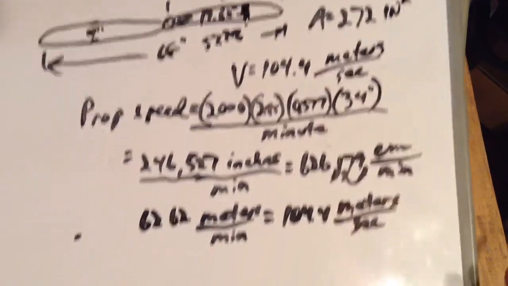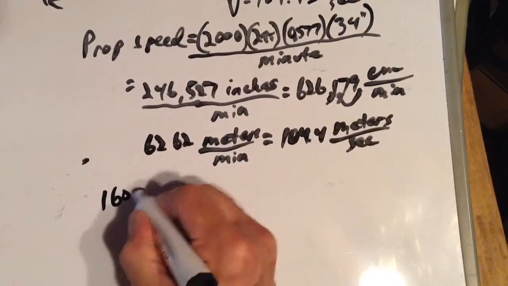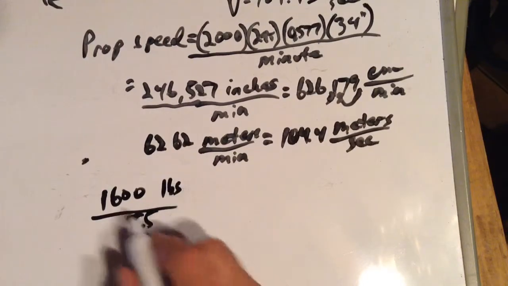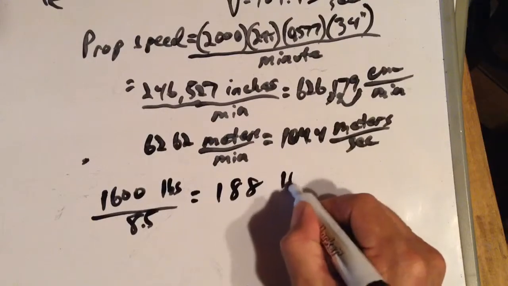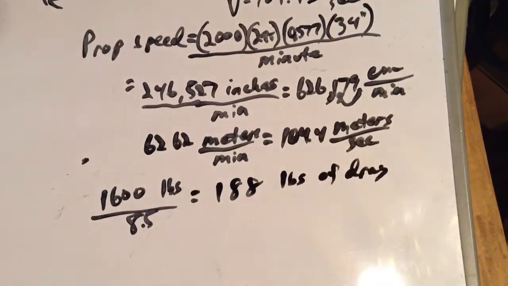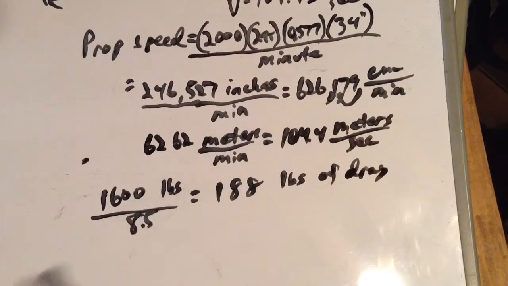So 1,600 pounds divided by 8.5, this is the lift, equals 188 pounds of drag. And that's the least amount of drag you can have, the drag you'll have at 60 knots.